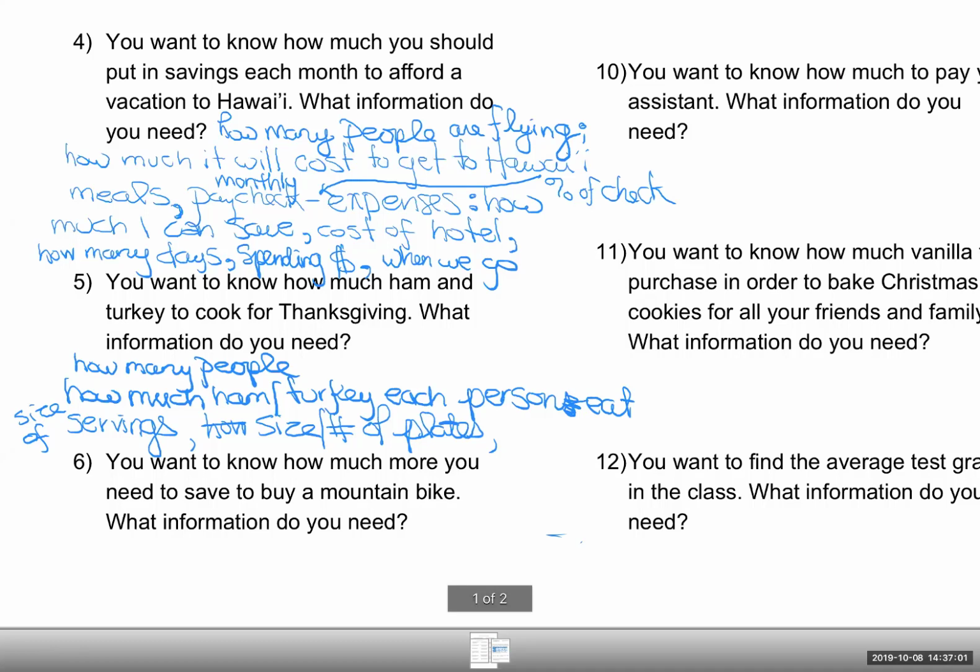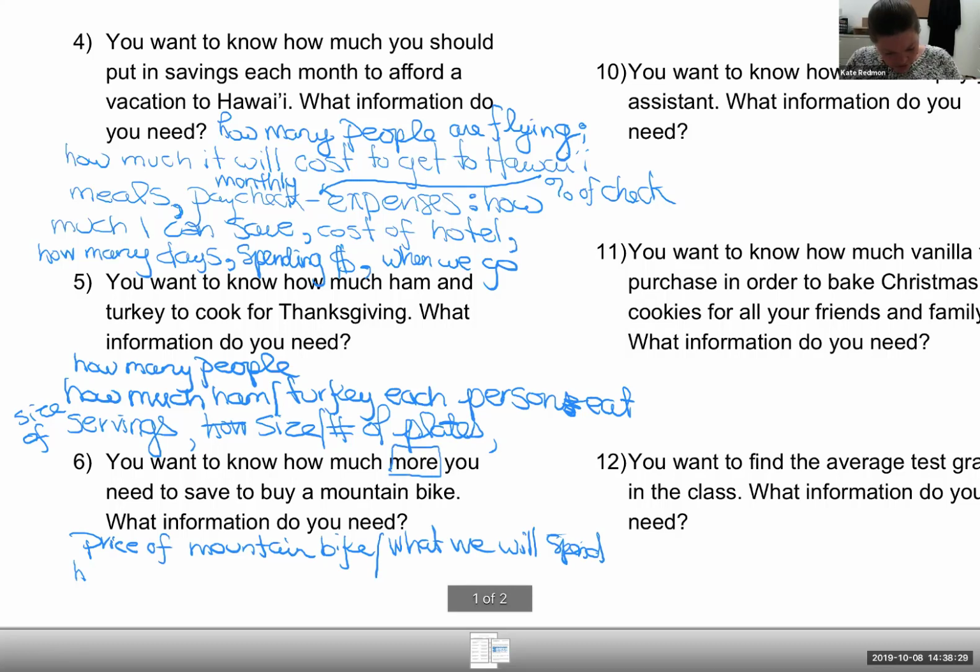So number 6, you want to know how much more you need to save to buy a mountain bike. You're going to need to know the price of the mountain bike. Yeah, for sure. Or however much you think you want to spend on a mountain bike. Okay, so that's an or situation, or how much we're willing to spend. So then I want to know how much more I need to save to buy my mountain bike. I definitely agree that I need to know the price. What else do I need to know? We need to see how much we already have saved. How much do I have right now? If I'm looking for how much more, I better know how much I have right now.